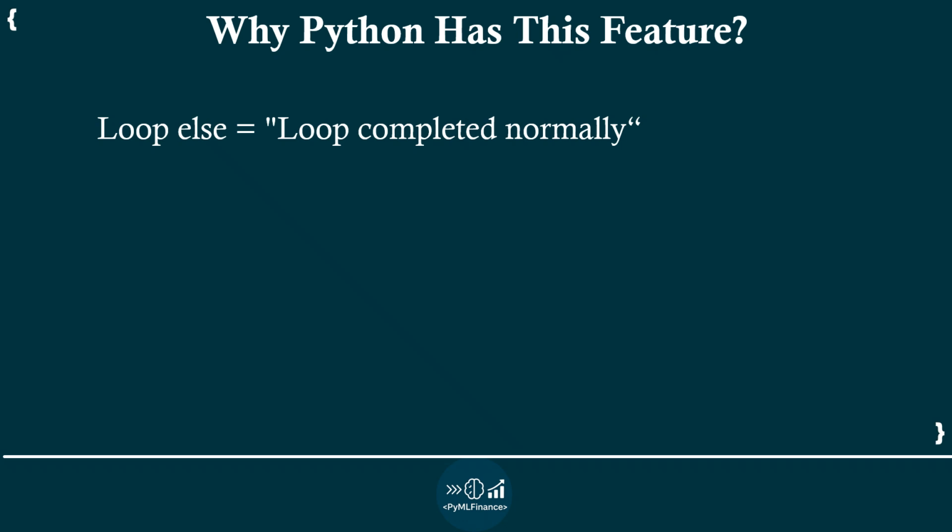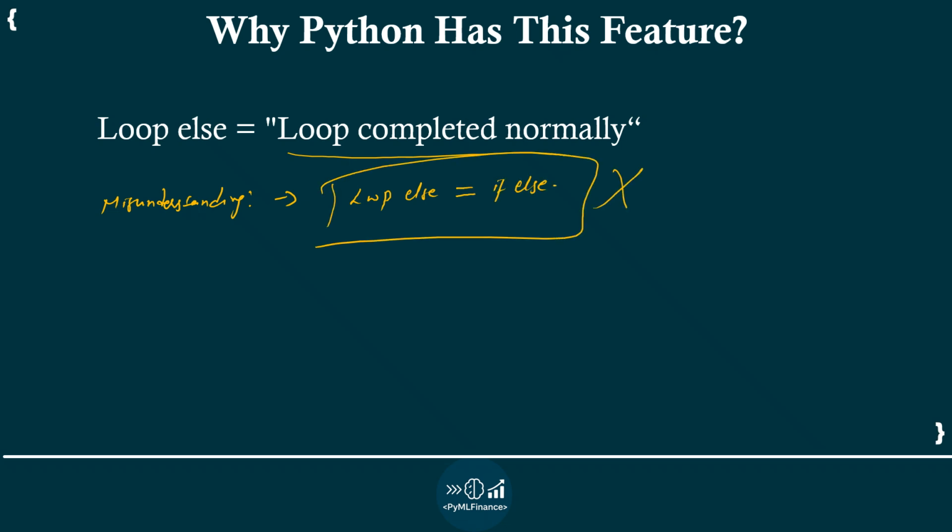Now there is one common misunderstanding that I need to discuss. People often misunderstand that loop else is the same as if else, and this is wrong. This is a very wrong statement, I would say, because assuming loop else behaves like if is not correct. Loop else is not about conditions. Loop else is about whether the loop finished without interruption or not.